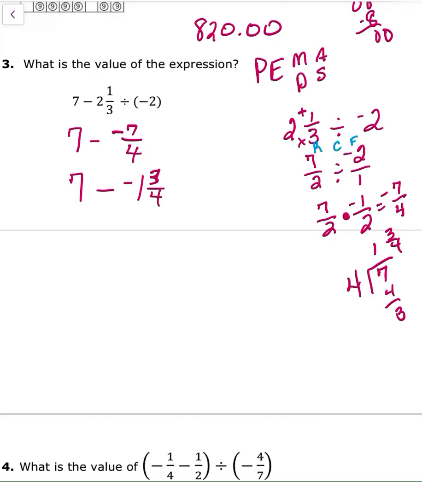So I am getting less. So we're getting less negative. That means we're getting more positive. So this is going to become 7 plus 1 3/4.